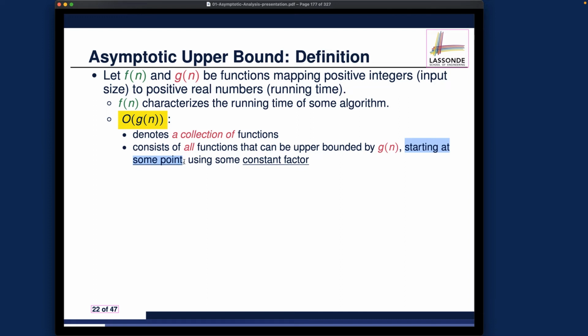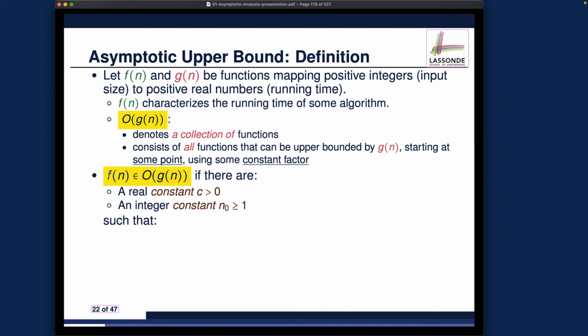Let's now define that formally. For those of you who may have learned about some set theory, this symbol over here simply means a member of. Remember I said before, this is a collection over here, so you can think about it as a set of functions. And we are saying that the running time of the algorithm under consideration, f of n, should be a member of that. This will be the case if these two witnesses can be found.